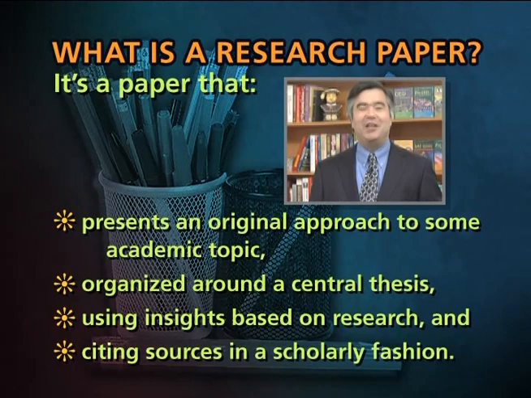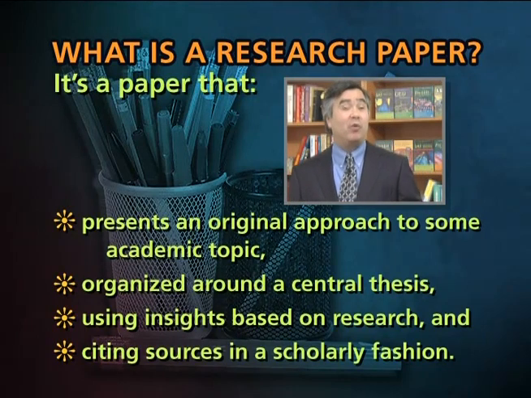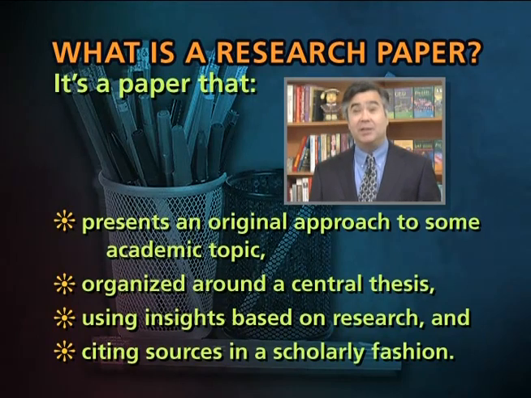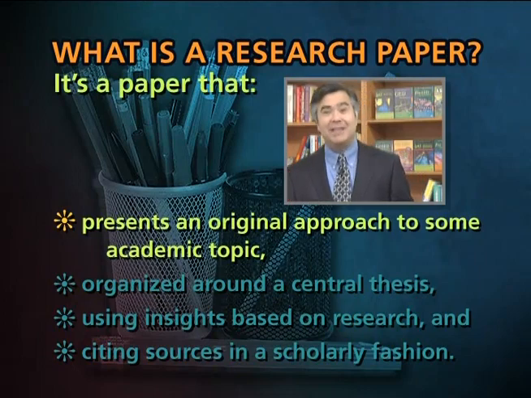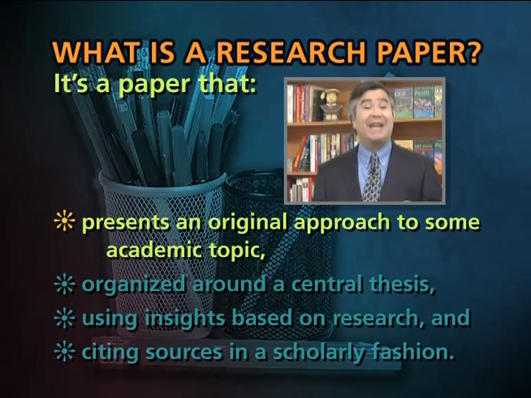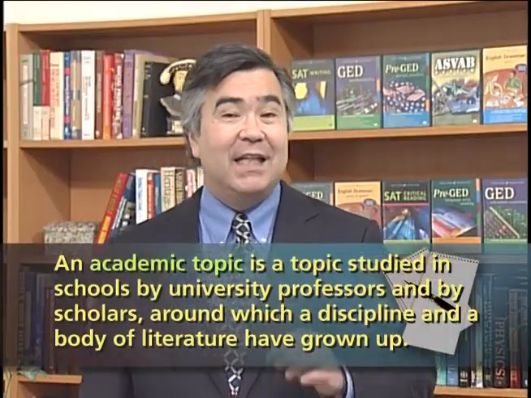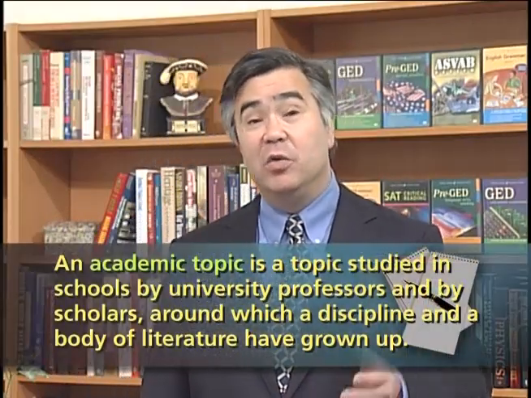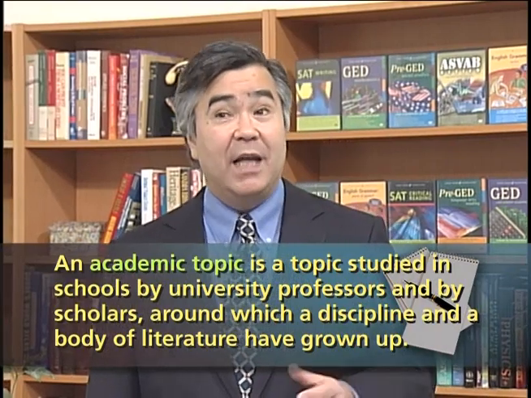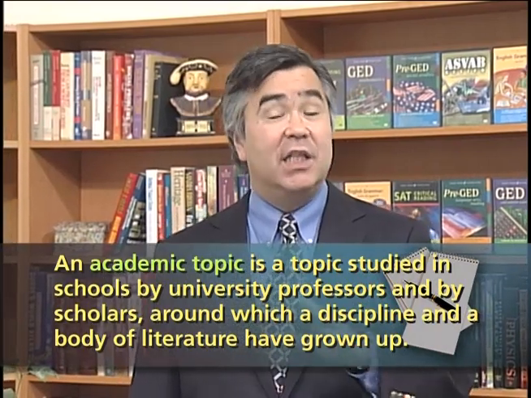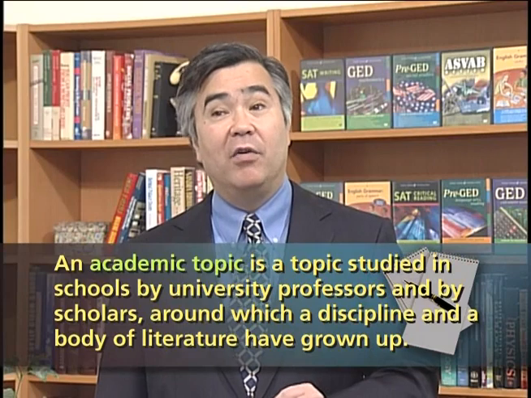Let's take that definition apart and consider it point by point, because each element is important. First, a research paper is an original approach to some academic topic. Let's start with the last part of that phrase. An academic topic is a topic studied in schools by university professors and by scholars, around which a discipline and a body of literature have grown up.